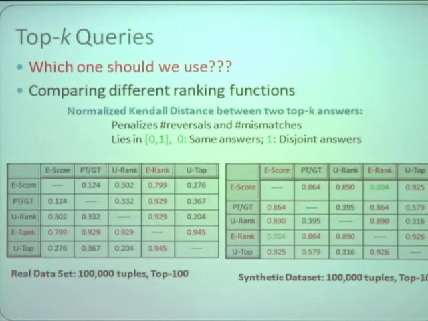A small number means the two top k answers are very similar. But we can see those numbers are very close to 1, which means that the answers are pretty much disjoint. And let's see this table here, which is quite different from this table. We can see that expected rank is quite close to expected score. This number is very small, but both of them are quite different from the rest of the ranking functions. So we conclude that those ranking functions return drastically different answers. So there must be something wrong. So what do we do?